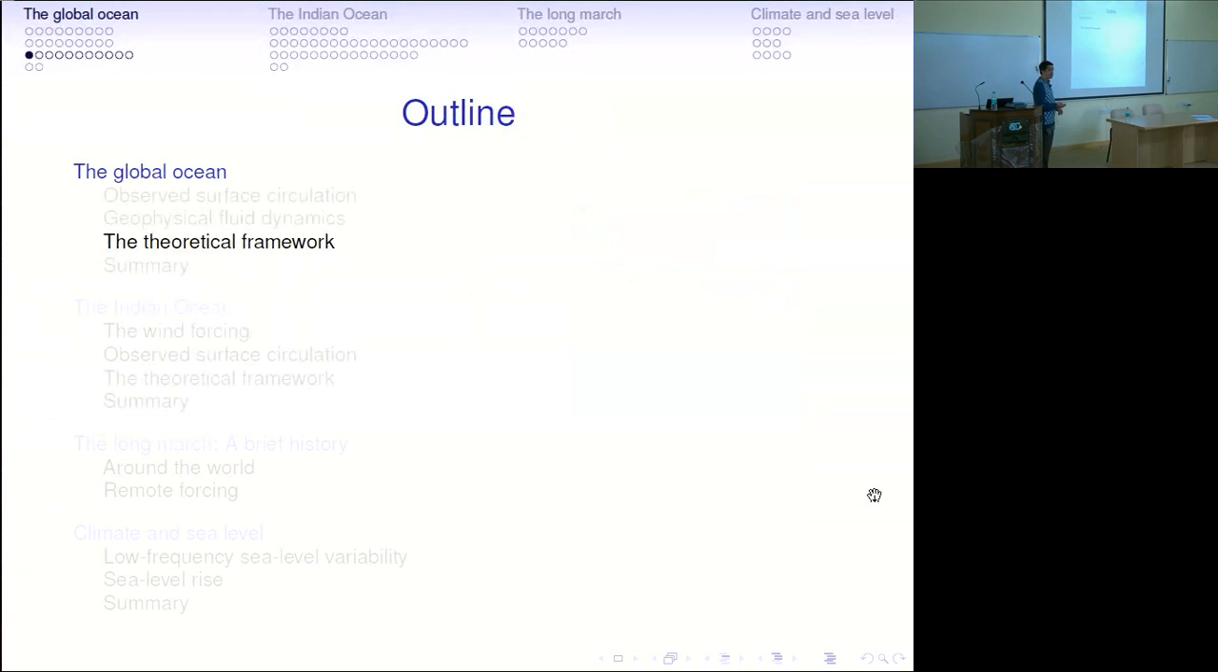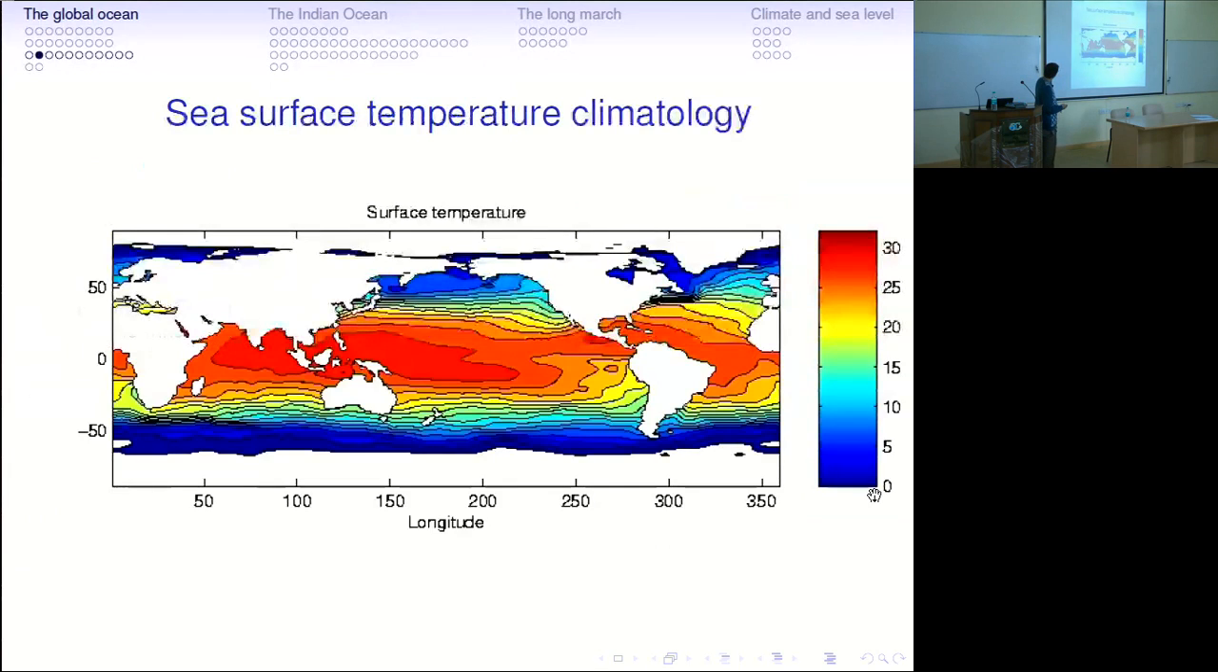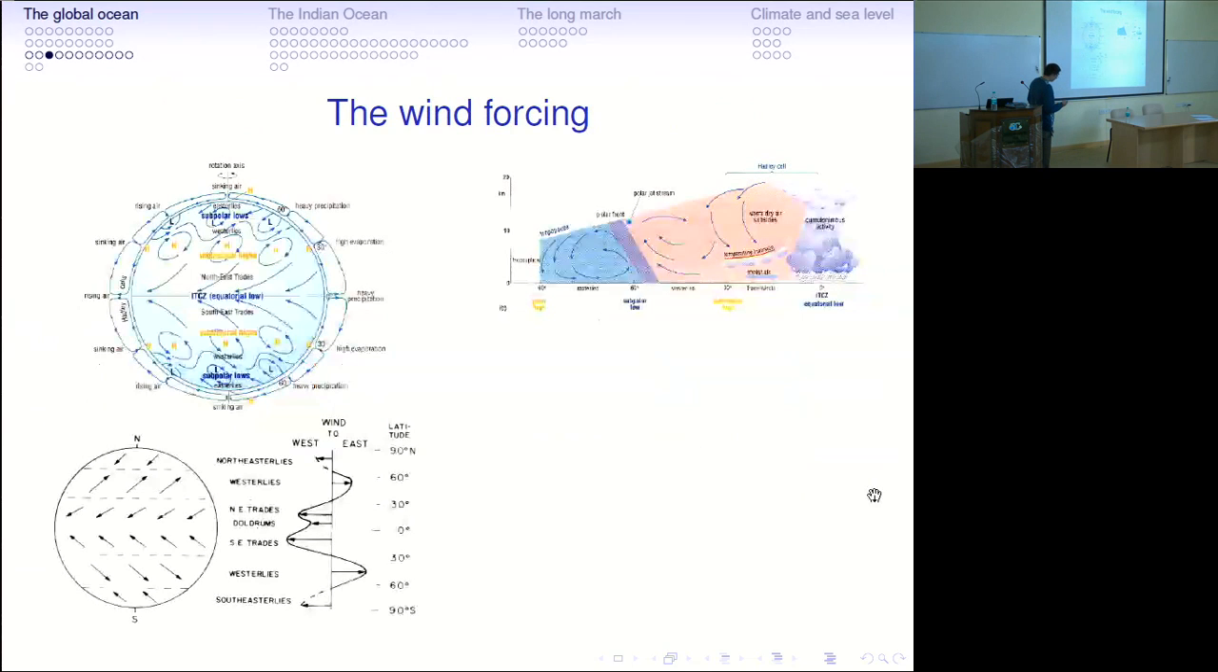Okay, so what is the theoretical framework? This is a map of sea surface temperature. It's climatology from the atlas of Divecha. And you have, as you would expect, warm waters in the tropics and cooler waters near the poles. This again is a picture from school textbooks. You have the equatorial low pressure system, you have the subtropical high pressure system, and wind blowing from the high to the low pressure, deflected to the left in the southern hemisphere, deflected to the right in the northern hemisphere.